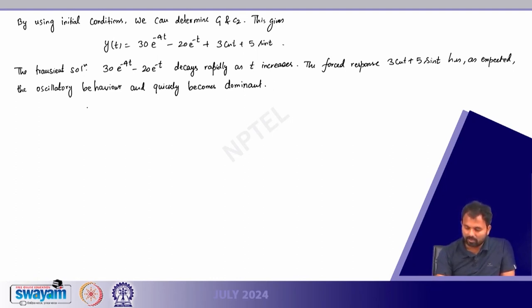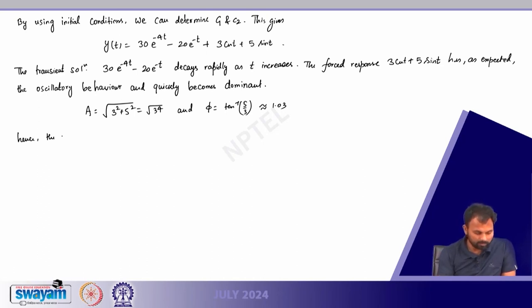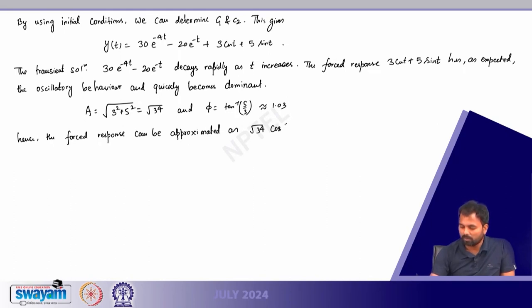So, performing the necessary computation, you can determine the amplitude and the phase. So, the amplitude A will be given by square root of 3 squared plus 5 squared. So, that will be simply square root of 34, and the phase phi can be given by tan inverse of 5 by 3, right. So, this is approximately equal to 1.03, this you can calculate from some calculator. So, hence the forced response can be approximated as A, that means the square root of 34 cos of omega t, so omega that is 1, so cos(t minus 1.03). So, if we plot the solution.